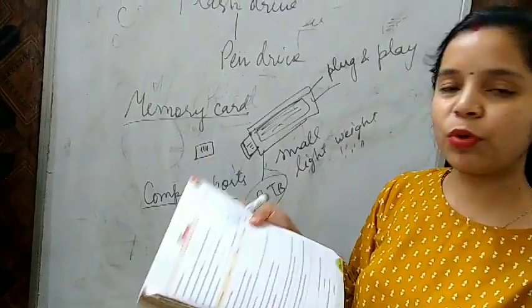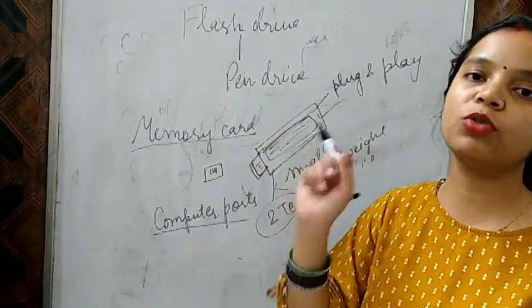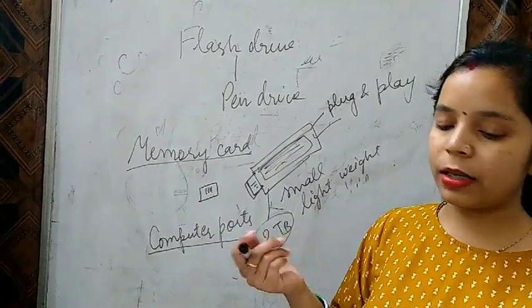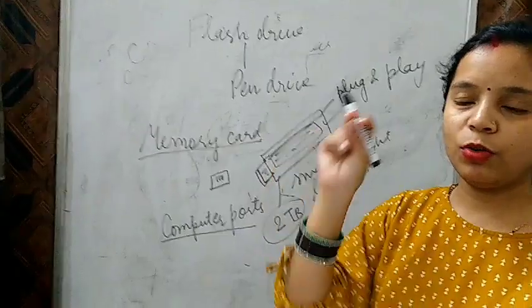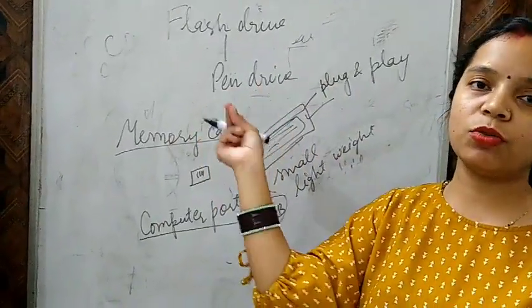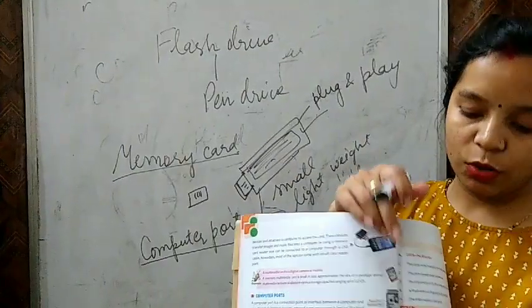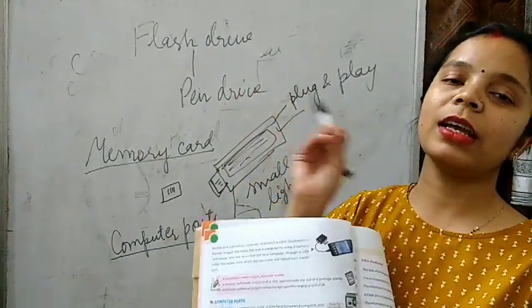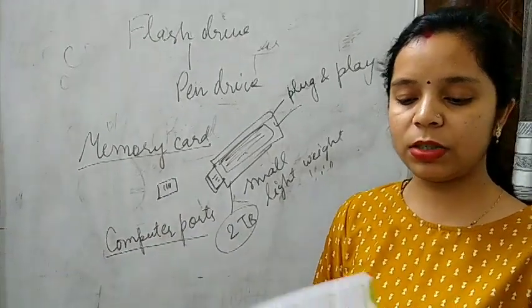This computer port is used only for connecting other devices to the computer. Like in your homes, there are plugs using which you connect devices to the electricity. Like this, in the CPU these ports are there. Using these ports you can insert any devices. In this chapter only this much is given.